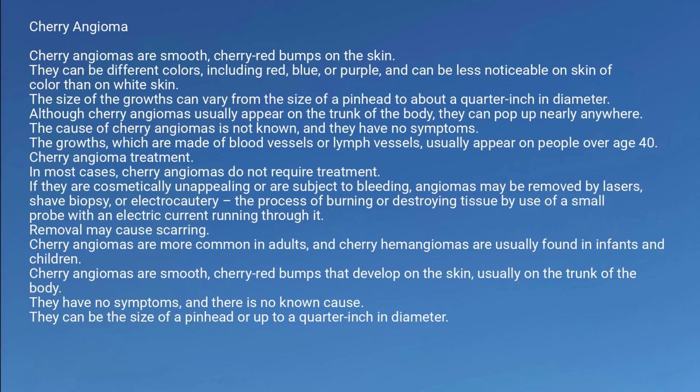If they are cosmetically unappealing or are subject to bleeding, angiomas may be removed by lasers, shave biopsy, or electrocautery, the process of burning or destroying tissue by use of a small probe with an electric current running through it. Removal may cause scarring. Cherry angiomas are more common in adults, and cherry hemangiomas are usually found in infants and children.